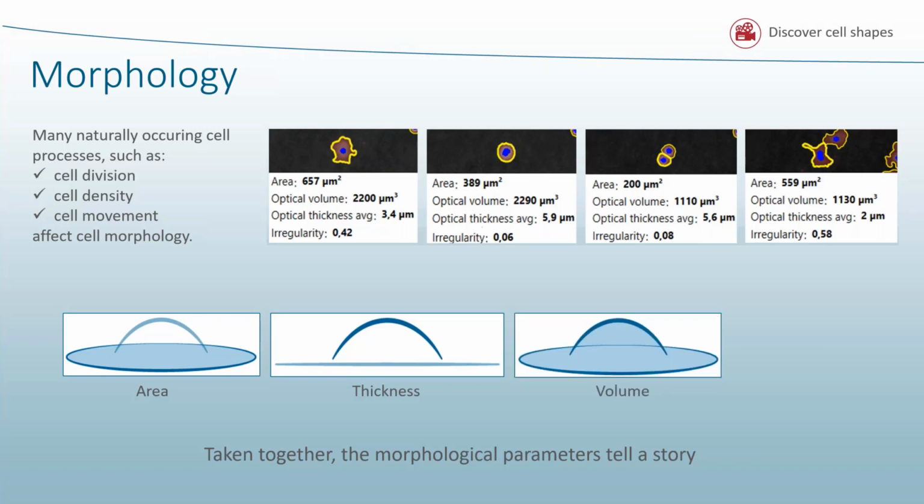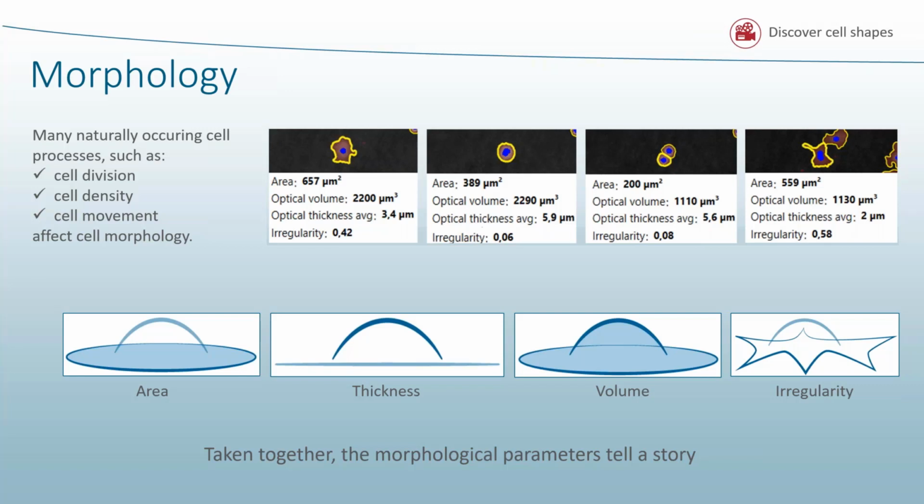You can look at the cell volume and see how that shifts over time, how the volume is halved after the cell division. And you can also see this irregularity of the cell, how that shifts. A very round, smooth cell has an irregularity of almost 0. You can see the rounded up cell ready for division with a very close to 0 value. While a cell that's flat out and growing has a much larger value. Taken together, even without the pictures, the morphological parameters, they tell a story about the cell.